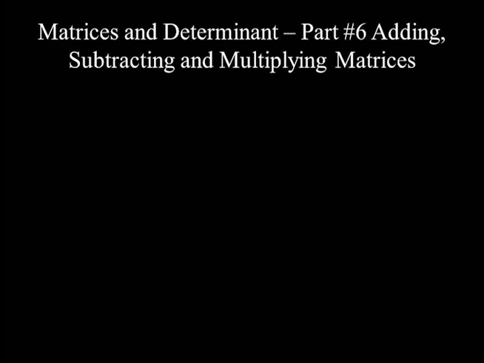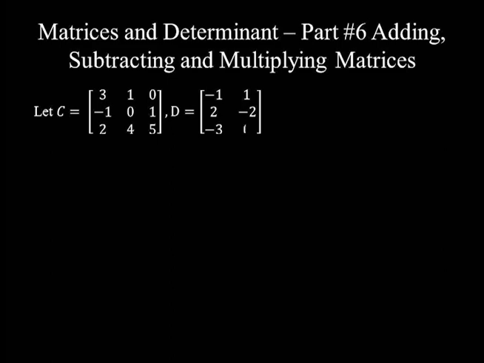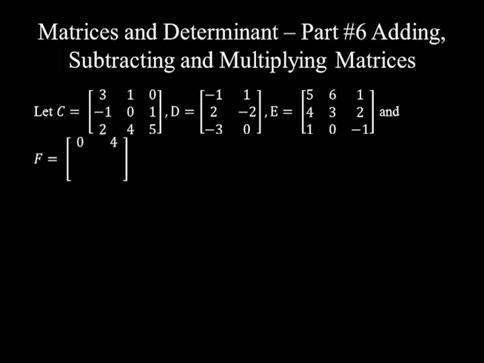Here is a question. Let C equal a 3 by 3 matrix with elements of first row 3, 1, 0, elements of second row -1, 0, 1, and elements of third row 2, 4, 5. D equal to this 2 by 3 matrix with elements -1, 1, 2, -2, and -3, 0. E equal to again a 3 by 3 matrix with elements 5, 6, 1 in row 1, 4, 3, 2 in row 2, and 1, 0, -1 in row 3. And F equal to this 2 by 3 matrix with first row entries 0, 4, second row entries -2, -1, and third row entries 4, 2.